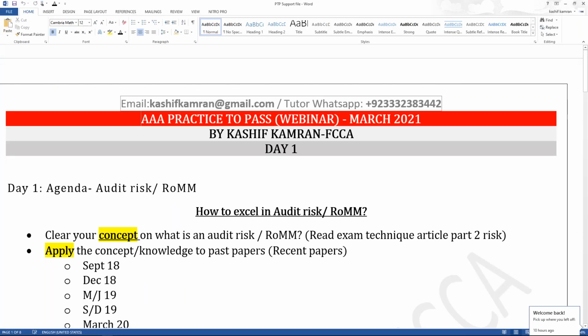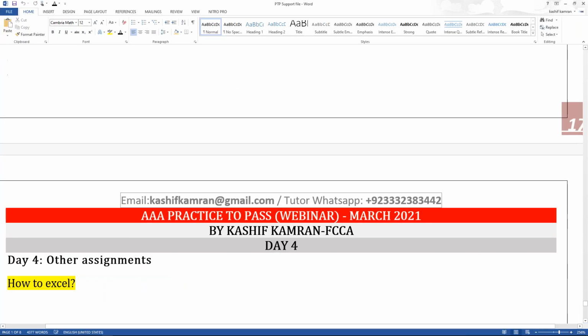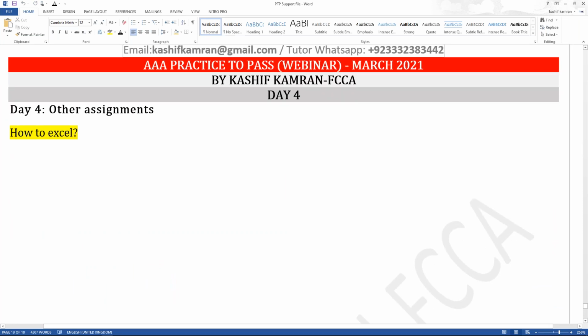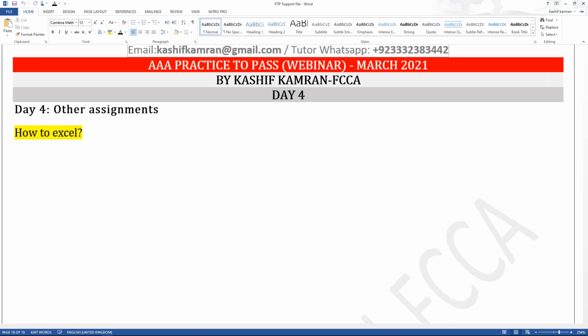I just want to start with my support file I use every day. So today we are having the day 4 for other assignments. You can see that right in front of your screen. This is a Word file I'm using on a regular basis, and I keep posting this Word file every day on the WhatsApp group. Now, day 4 is about other assignments, and again, the same question, how to excel.